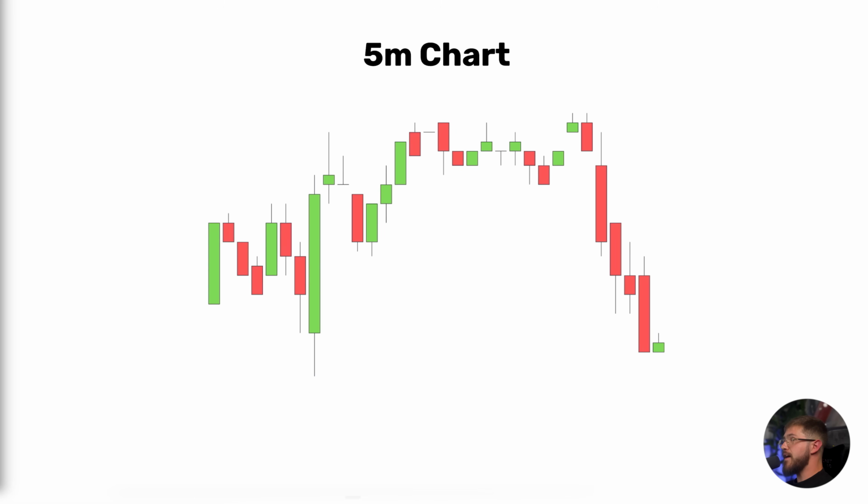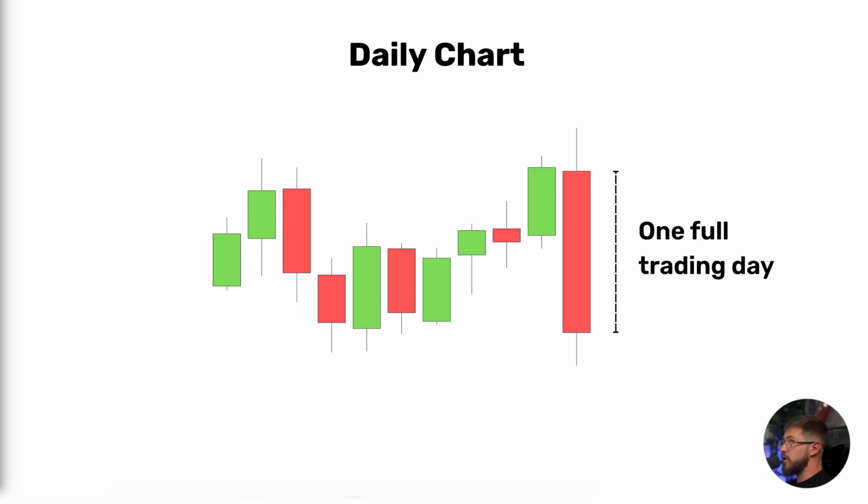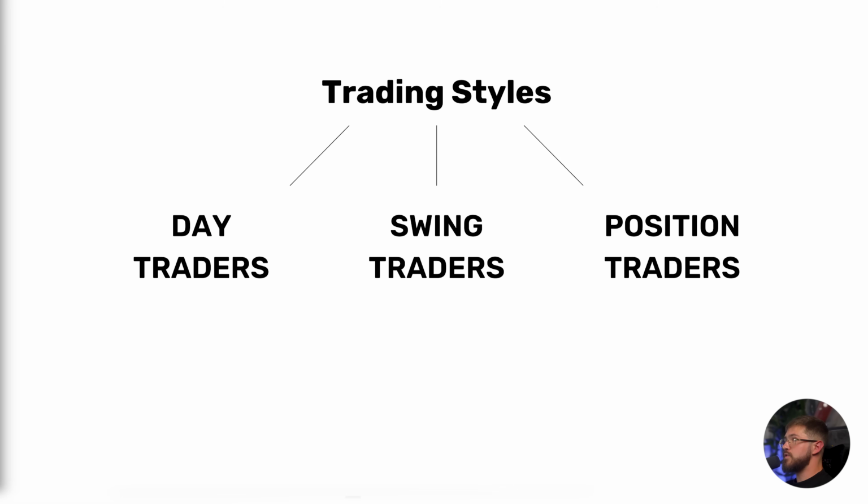If you're looking at a 5-minute chart, each candlestick shows you what happened over 5 minutes. If you're looking at a daily chart, each candlestick shows you what happened over 1 full trading day. The time frame that you choose depends on your trading style and what you're trying to analyze. Day traders might look at a 1 or 5-minute chart, while swing traders might look at hourly or daily charts, and long-term investors might look at weekly or monthly charts.